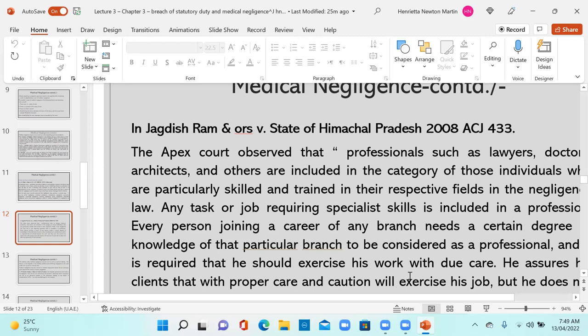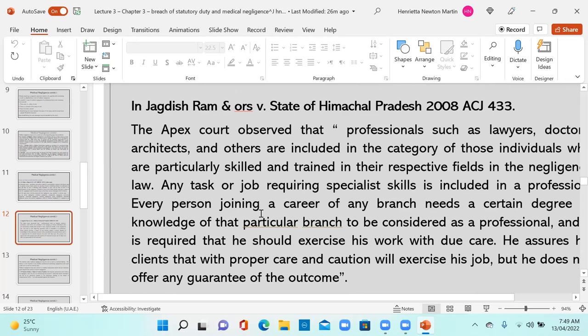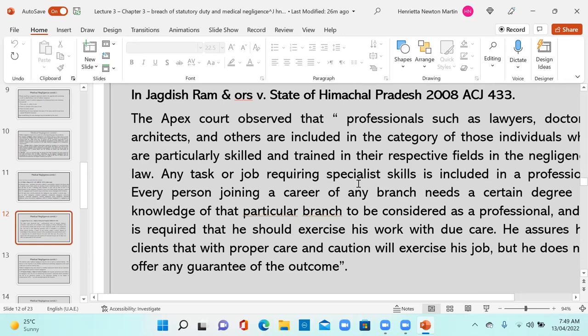Now in Jagdish Ram and others versus State of Himachal Pradesh, 2008 ACJ 433, the apex court observed here that professionals such as lawyers, doctors, architects and others are included in the category of those individuals who are particularly skilled and trained in their respective fields. Any task or job requiring specialist skills is included in professional skill. Every person joining a career in any branch needs a certain degree of knowledge of that particular branch to be considered a professional, and is required to exercise his or her work with due care.